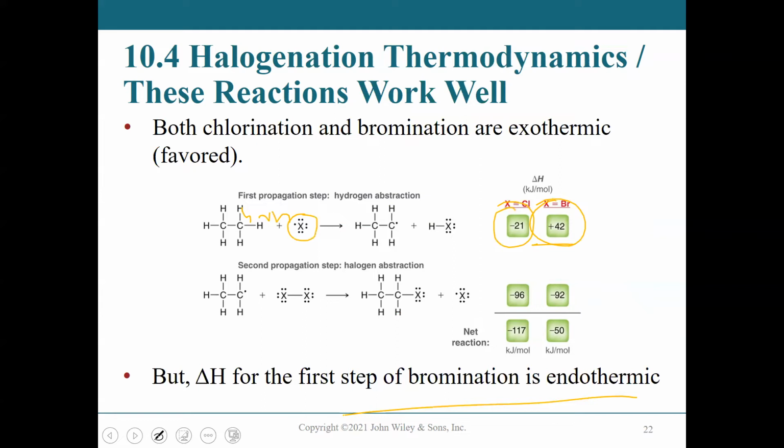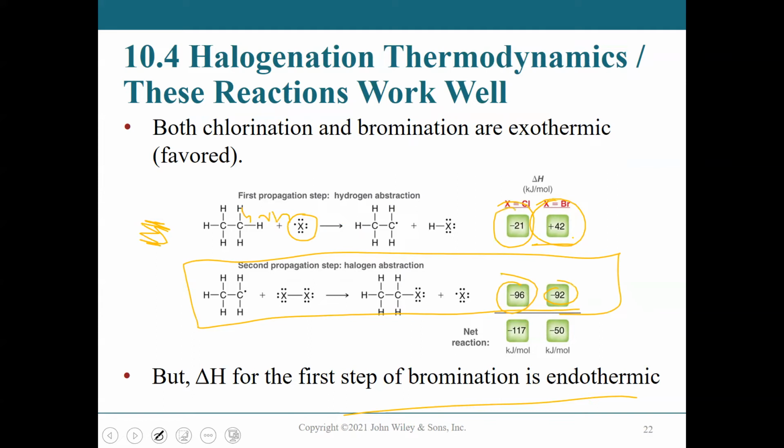For the second step, they're both exothermic, 96 and 92. That's a difference. Why? Because this one is not rate limiting. It's not the slowest step. The slowest step apparently is this one. The first step is the slowest step because it releases less energy, and in the case of bromine, it is the most endothermic. So that will make a difference.